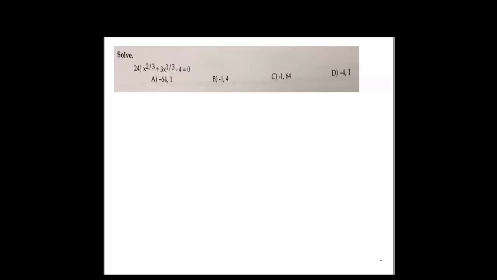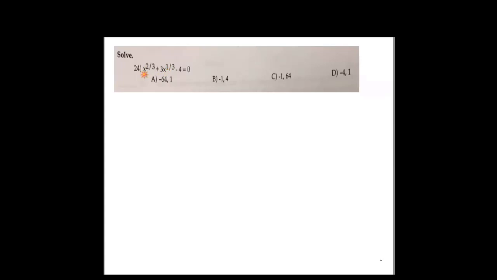Okay, here we have an equation that involves exponents of 2 over 3 and 1 over 3. We can solve this by what we call the substitution method. Actually, we use the substitution method every time we see that these two terms are squares of one another. So if this were x to the power of 4 and this was x to the power of 2, we could do the substitution method.